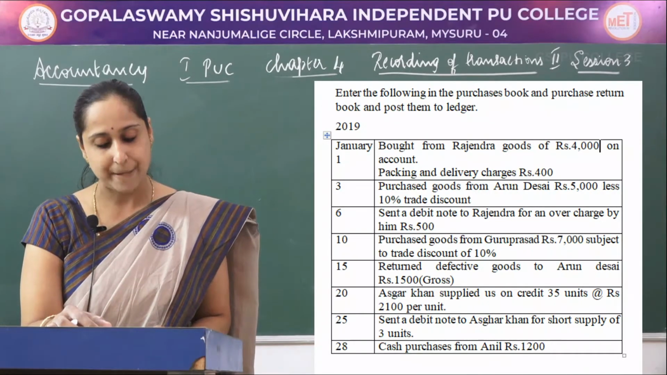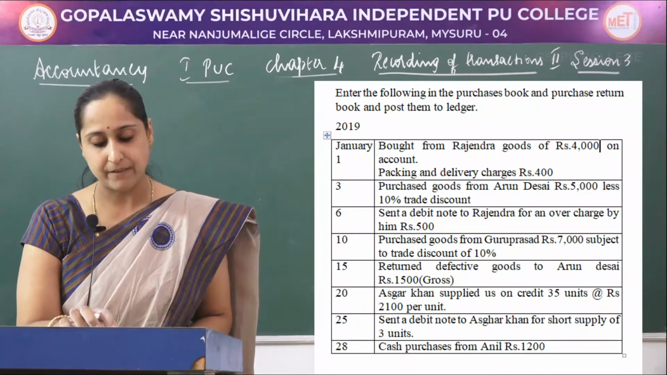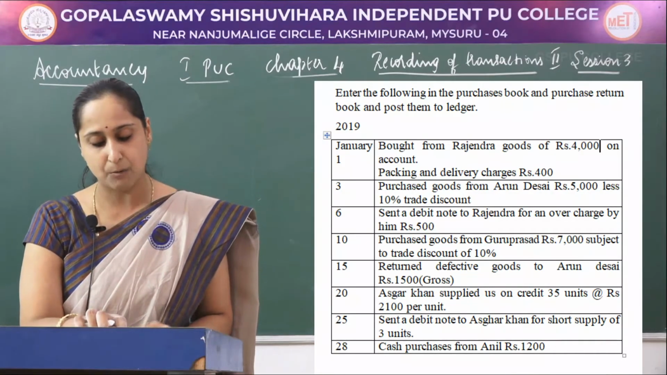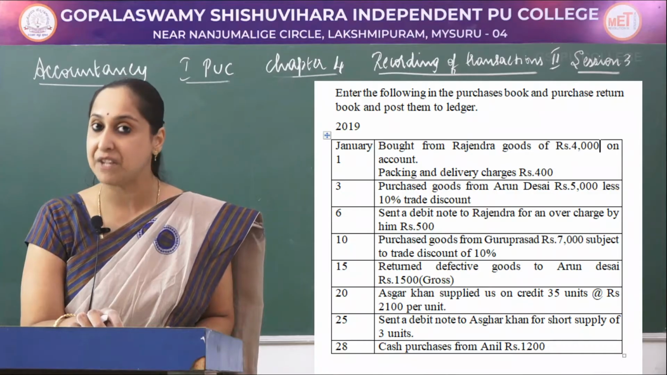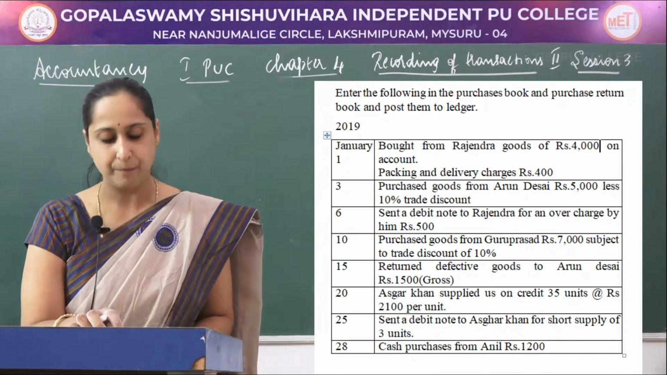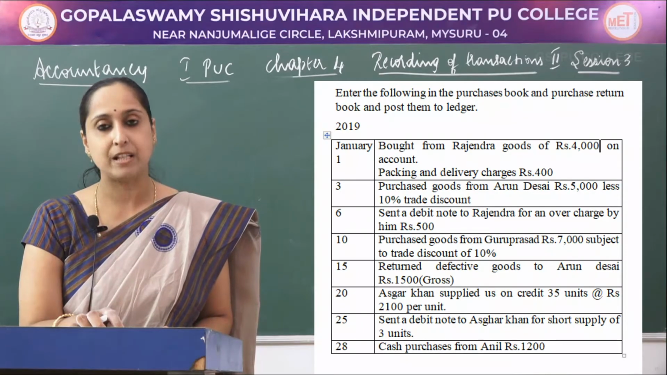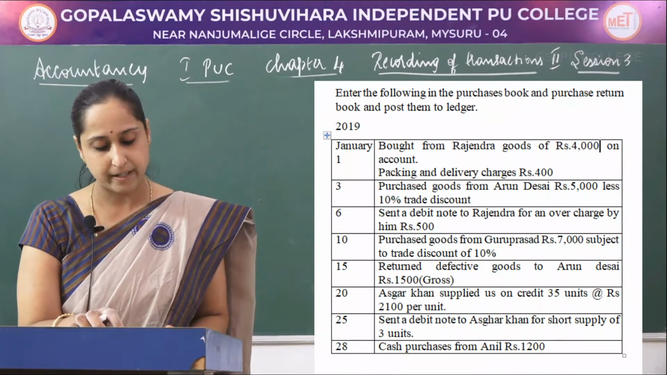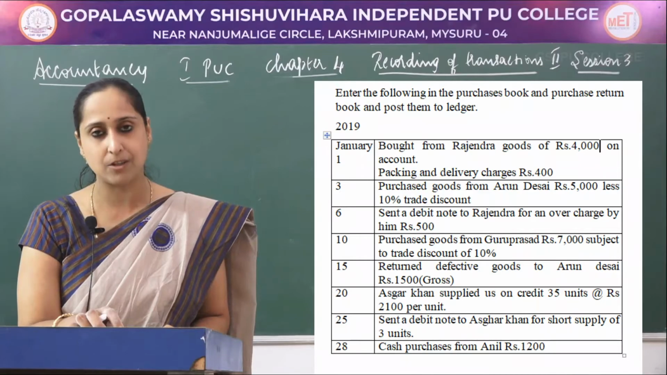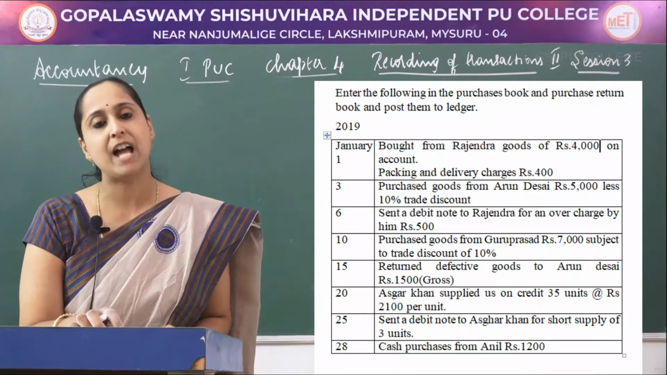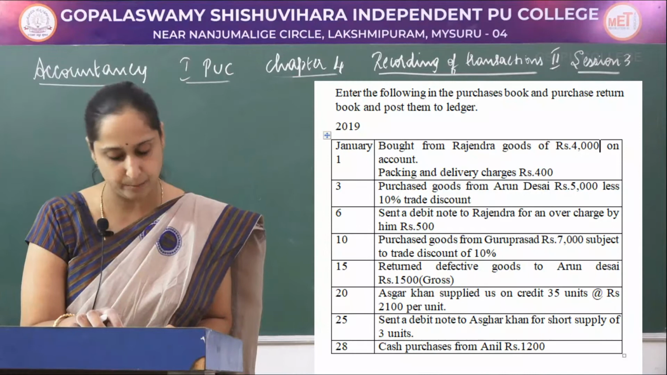On 10th, purchased goods from Guru Prasad 7,000 subject to trade discount of 10%. This again we have to record it in purchases book. On 15th, returned defective goods to Arun Desai rupees 1,500. So we are returning goods to Arun Desai because there is some defect in the goods. So this we have to record it in purchase return book.